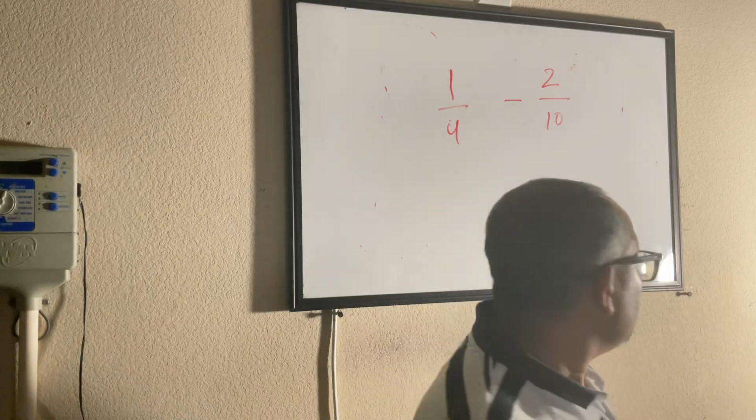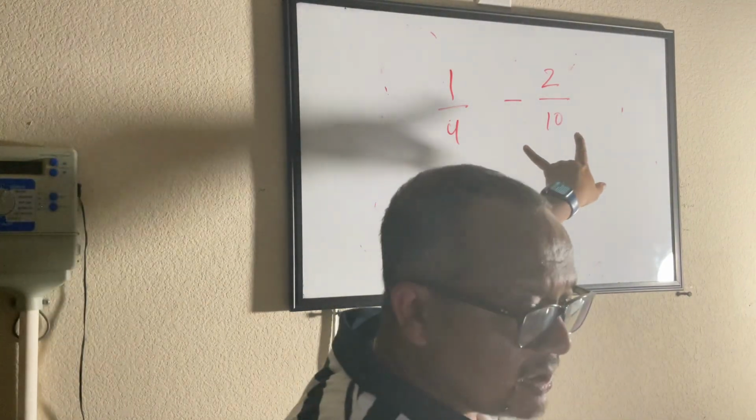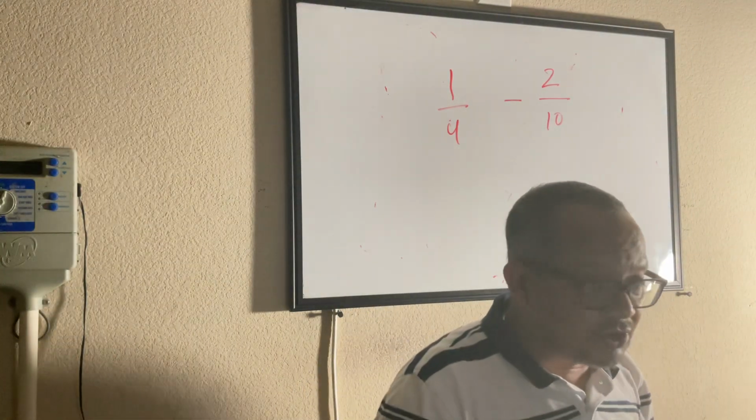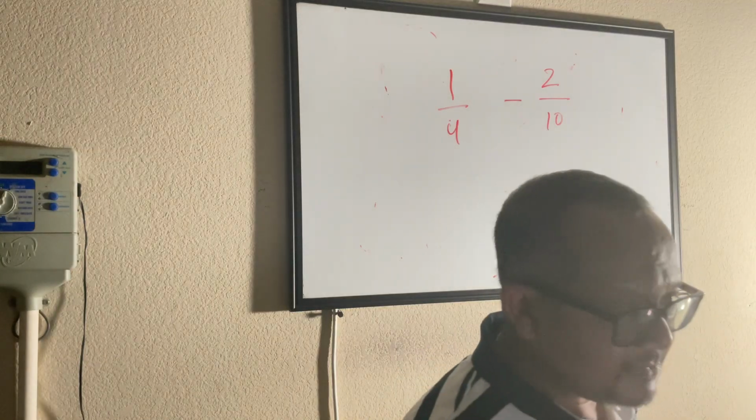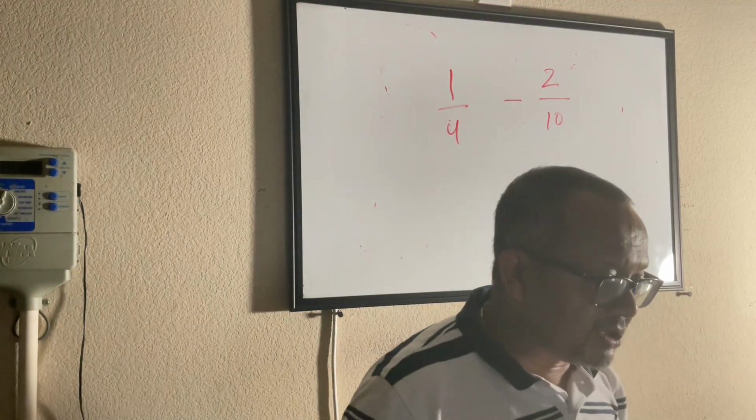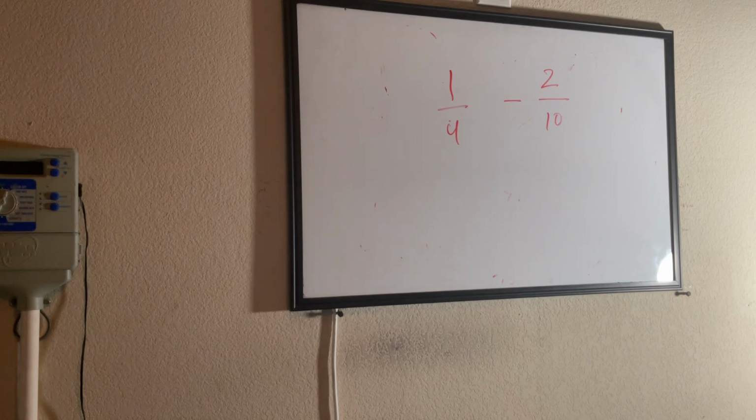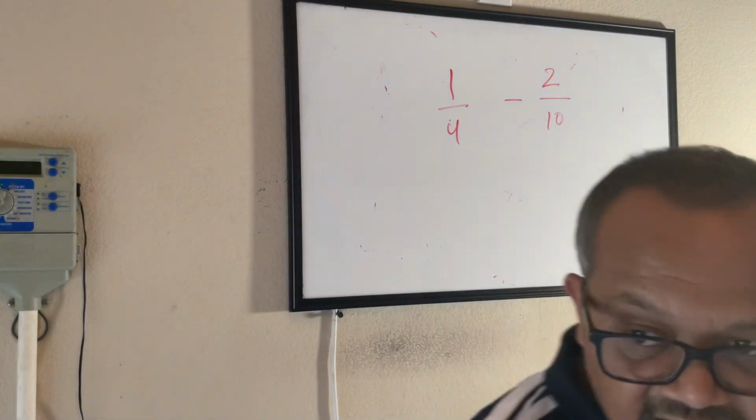Okay, so there are two ways of doing it. One is the LCM method. I don't know how many of you know what is LCM. Lowest common multiplier. Okay, what is the LCM method?